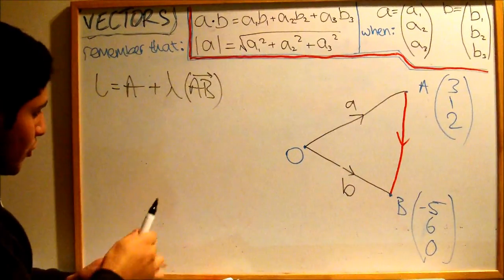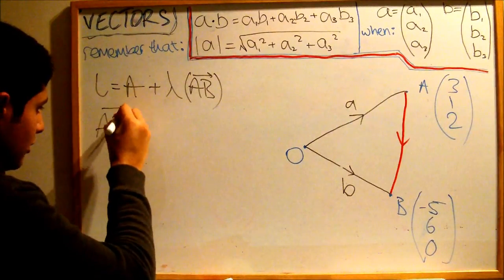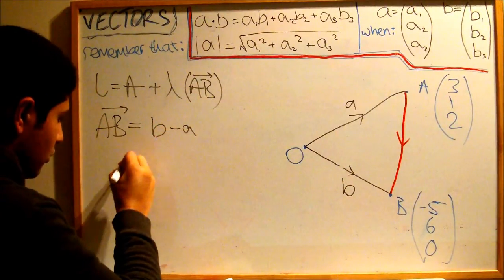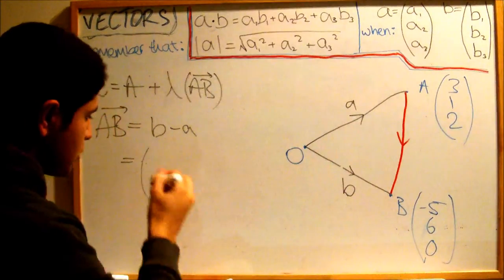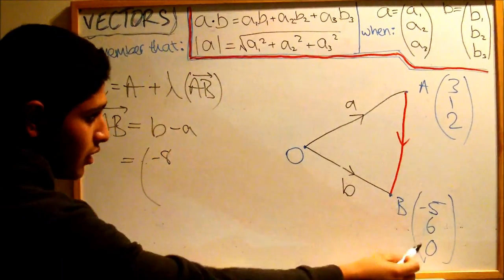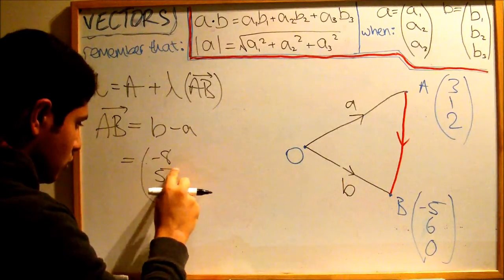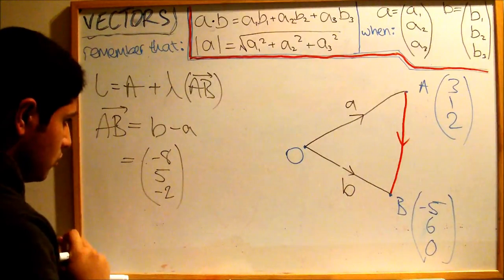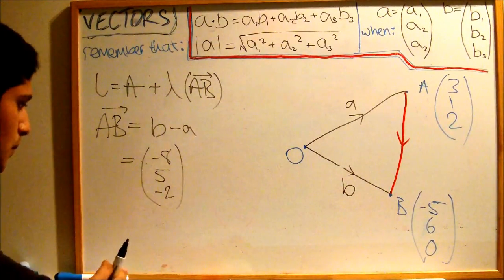But since we already know A, we just need to calculate AB, and like we just said, that equals B minus A, which in this case equals 5 minus 3, which is 2, 6 minus 1, which is 5, and 0 minus 2, which is minus 2. So that's our direction vector AB.